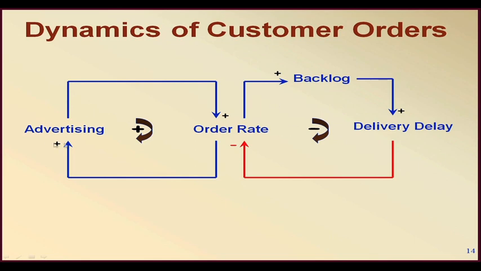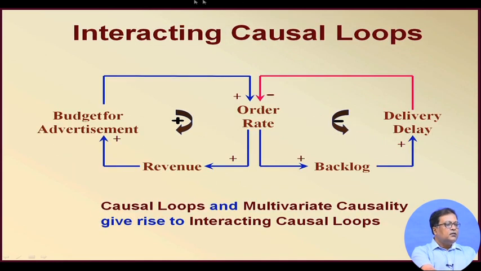Let us look at it this way: more advertising, more orders, more backlog, more delivery delays, less orders, right. So, this is the kind of thing that happens. Look at another one. It is an interactive causal loop. More orders, more revenue, more budget for advertising, more orders, more backlog, more delivery delay, less orders. So, this is a negative.